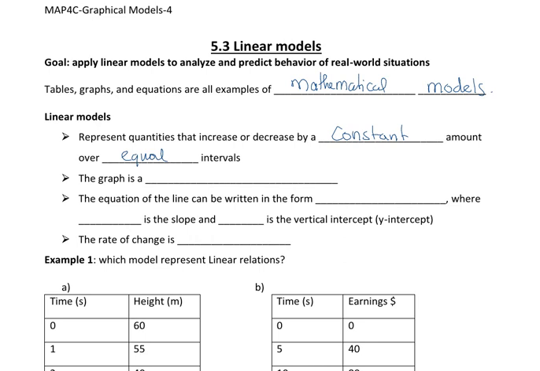And we said that the graph is a straight line. Do you remember how the equation would look like? Y equals mx plus b, where m is the slope and b is the vertical intercept. So which one is the slope? M is the slope. And what's the vertical intercept or the y-intercept? B.